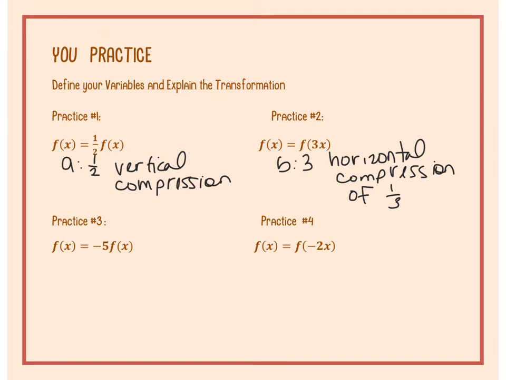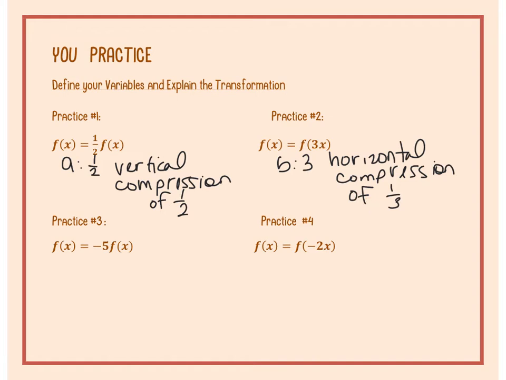Hopefully you got these correct. So remember, if it's in front of the function, it's our A value. So it's a 1/2, which causes a vertical compression of 1/2. On the second problem, if it's inside the function with the x, in front of the x, that means it's a B value. And for the B value, we always take the reciprocal. So it becomes a 1/3. So it's a horizontal compression of 1/3.